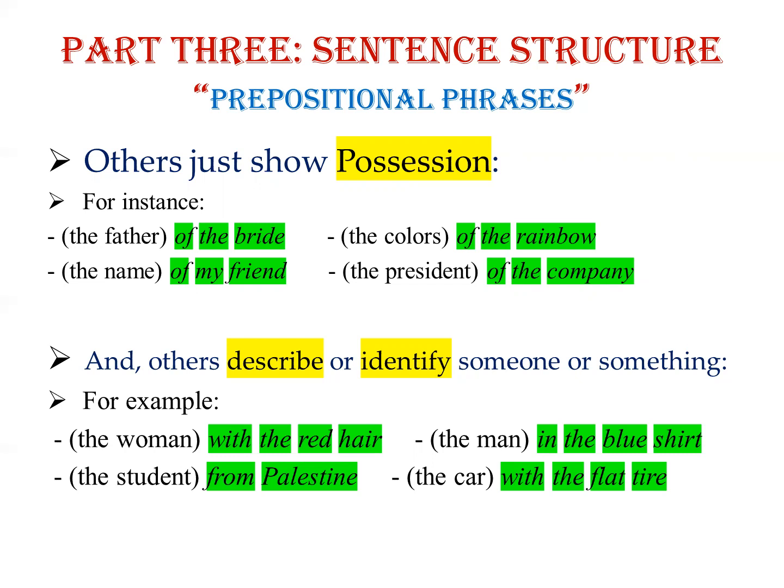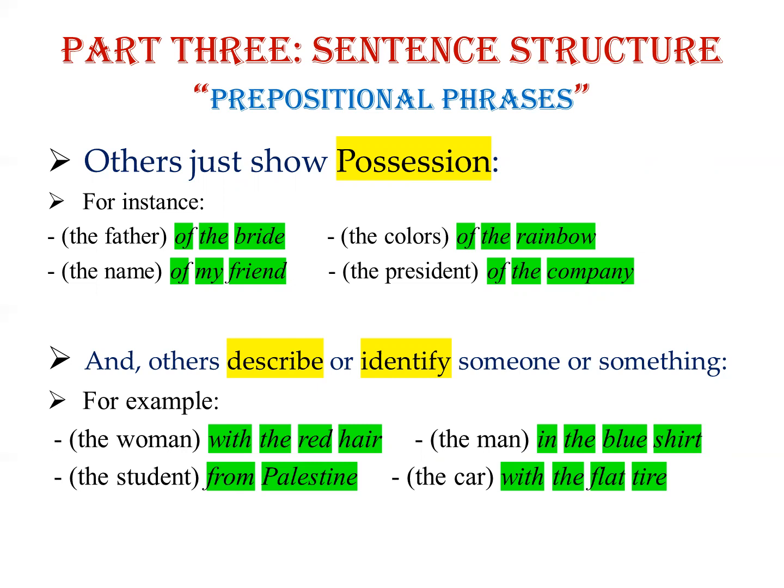The colors of the rainbow. This rainbow has or owns colors. These colors are for the rainbow. The president of the company, or the company's president. So there are prepositional phrases that are used as position. You can see these words that are highlighted in green color. They are prepositional phrases. Of is a preposition, the bride is a noun phrase. We combine them and we made a prepositional phrase, and so on, all of these examples.